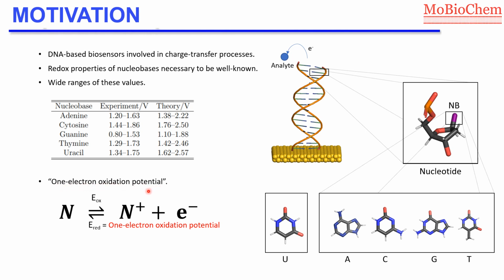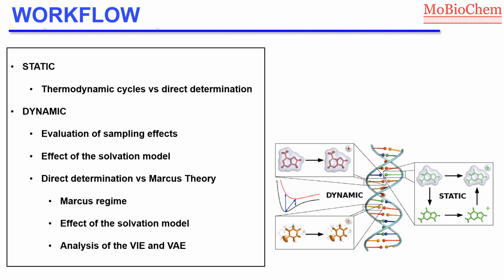It is a redox property which is the potential of the oxidation process but considered in the direction of the reduction. So, a clear value for the one-electron oxidation potentials of nucleobases cannot be extracted from the literature due to the large variety of results. The aim of this work is to establish a standard protocol that lets us compute these properties with the highest accuracy possible. As I have said, several protocols were tested, including static and dynamic approaches.